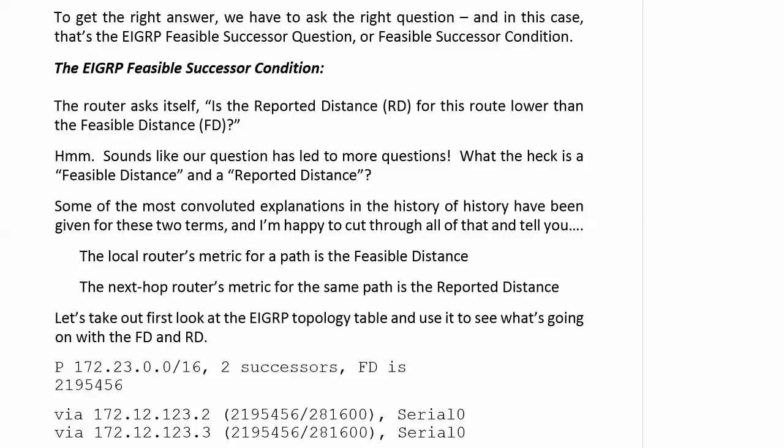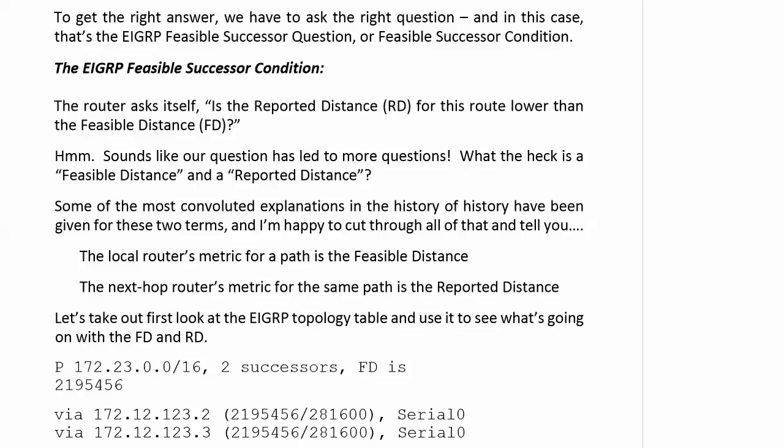And I ran show IP EIGRP topology to get this output, and we've got plenty of live labs coming up, but I'm going to have a couple of walkthroughs here with the feasible successor condition, 3 or 4 of them actually. So in a minute or so you might want to pause the video and grab something to write with.